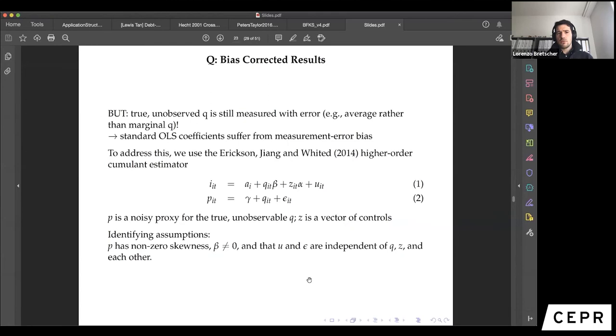Now, these are the OLS results, but the true unobserved Q is still measured with error. One source of error could be that we measure average rather than marginal Q. So the standard OLS coefficients suffer from measurement error bias. To address this, we use the higher order cumulant estimator by Erickson, Whited and coauthors. It's essentially an errors-in-variables model, where the first equation relates investment to the unobservable Q, and this is investment. And P is our proxy, and the second equation determines how well our proxy measures unobserved Q. And here are the results.